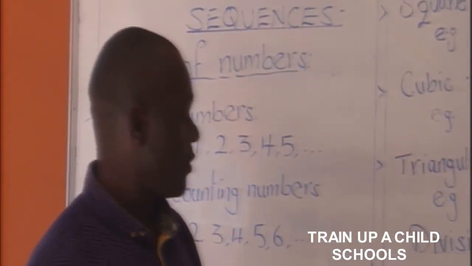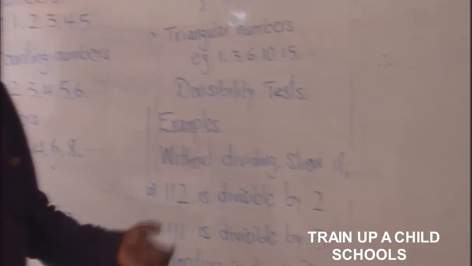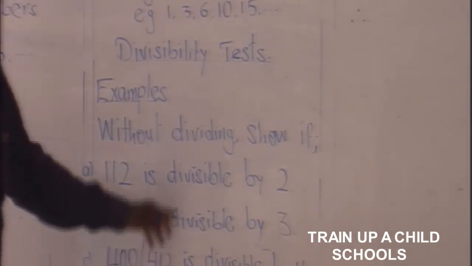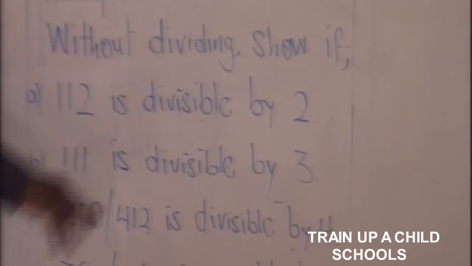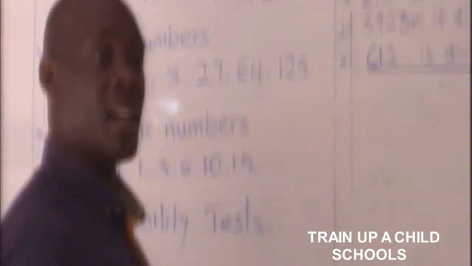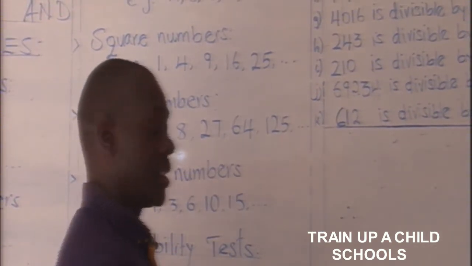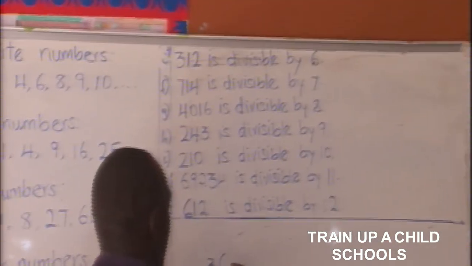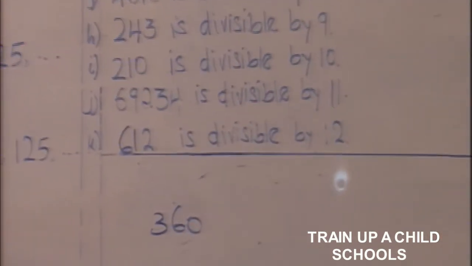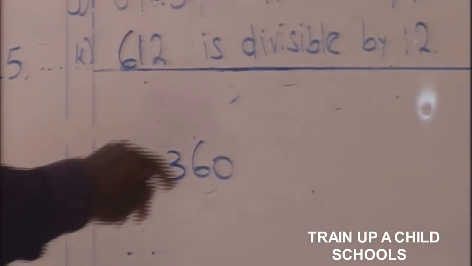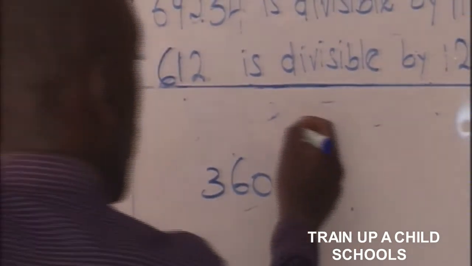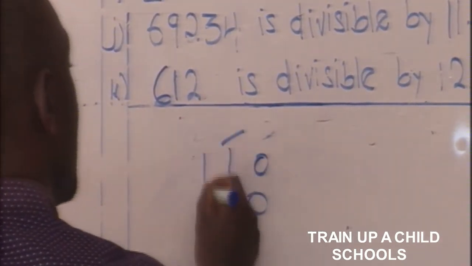A number is divisible by 5 if the digit under the place value of ones is either a 0 or a 5. Now the question has been brought to you. Show if 360 is divisible by 5 without necessarily dividing. They are not in need of how many times it goes into 5, but knowing how divisible it is by 5. So therefore, write ones, tens, hundreds.